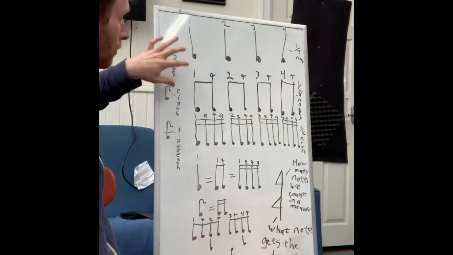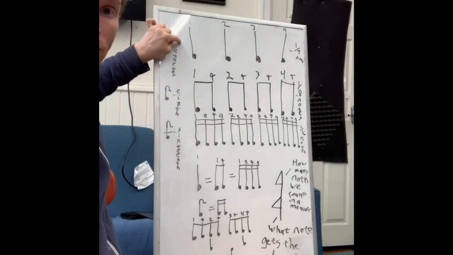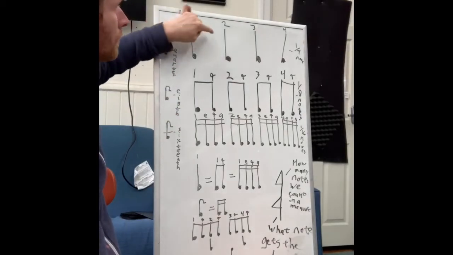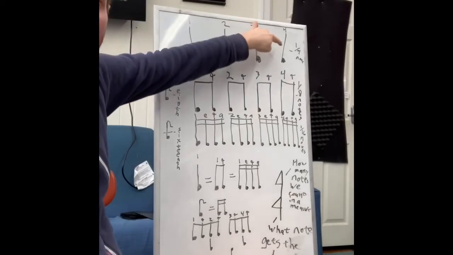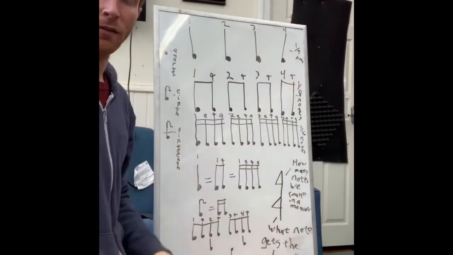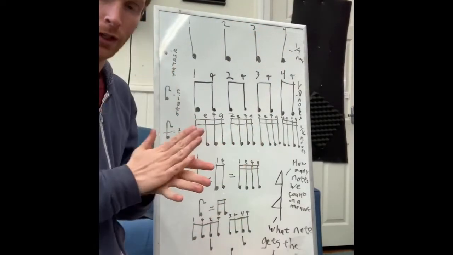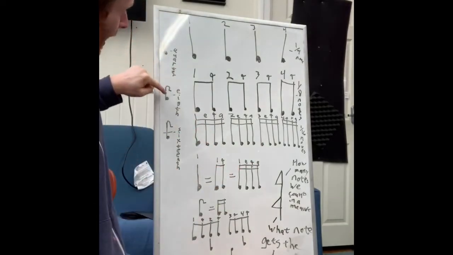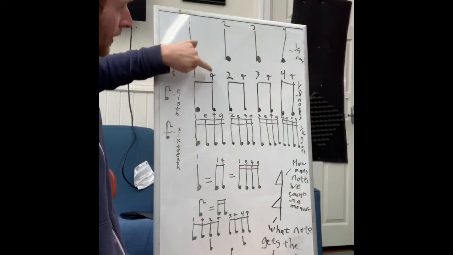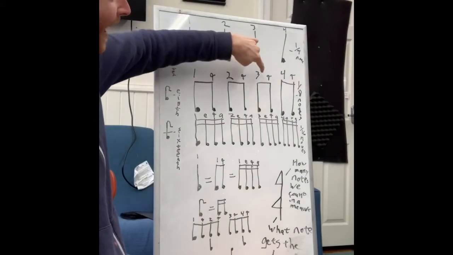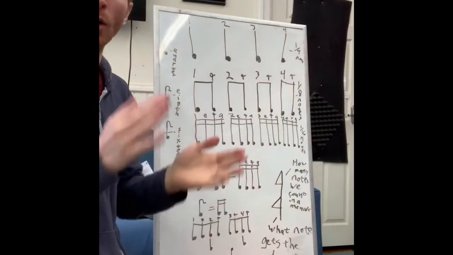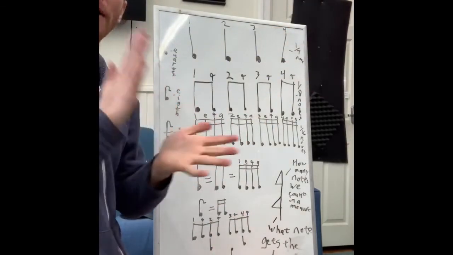So we had learned three kinds of notes in the past. We learned the quarter note, which is where we count 1, 2, 3, 4. We've played some beats of that. We learned about the eighth note, where we count 1 and 2 and 3 and 4 and.